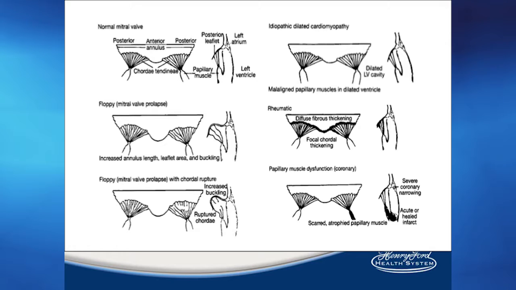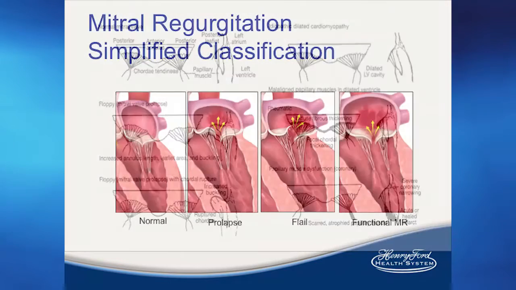You could have a floppy valve that, instead of stopping at a certain point, flips backwards and then lets the blood through. You could have rupture of the cord and you have the same problem. Your valve could be dilated, and because the muscle is being pulled apart as it dilates, it doesn't let the leaflet come in. You could have a rheumatic problem, where the leaflets are diseased and fibrosed and it shortens. So those are all important considerations.